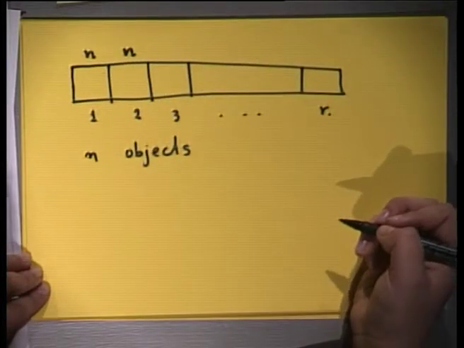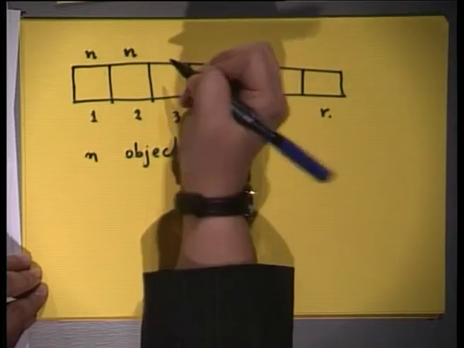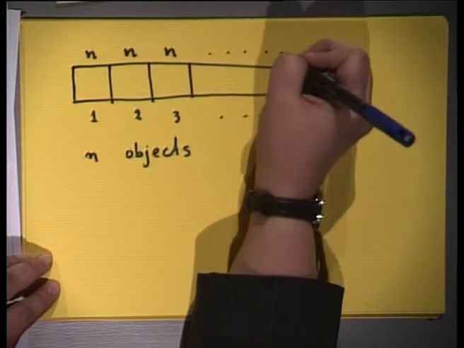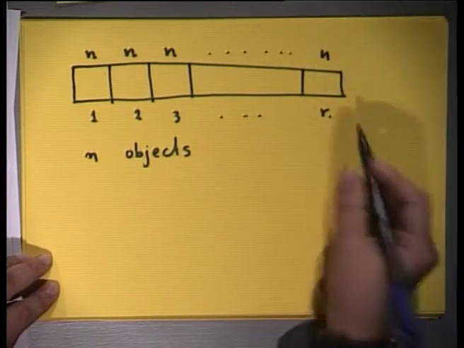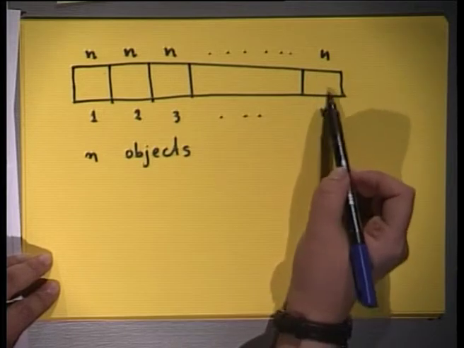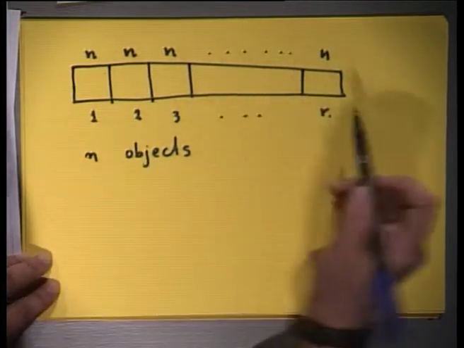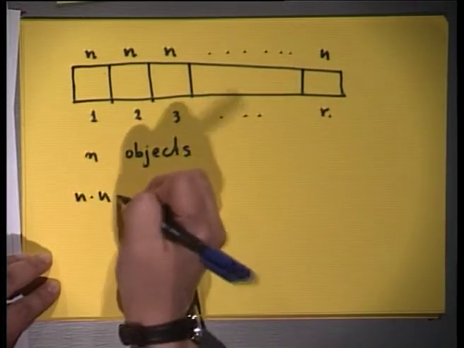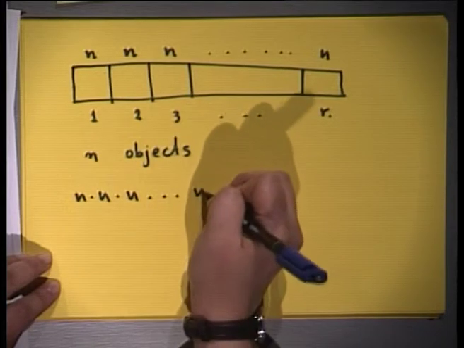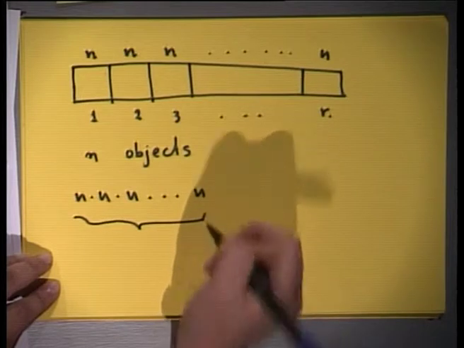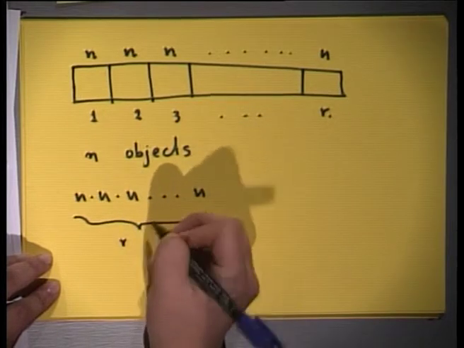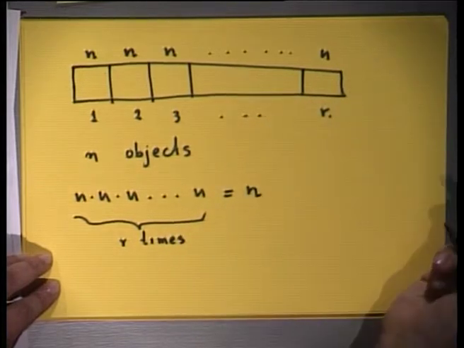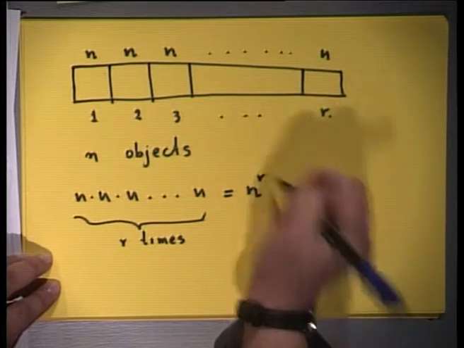different choices. The same way, for box number 3, we have n different choices, and going on, we see that up to the last box, we have n different choices to fill it in. So this number, n times n times n times n, r times, is actually what we have calculated, n to the power of r.